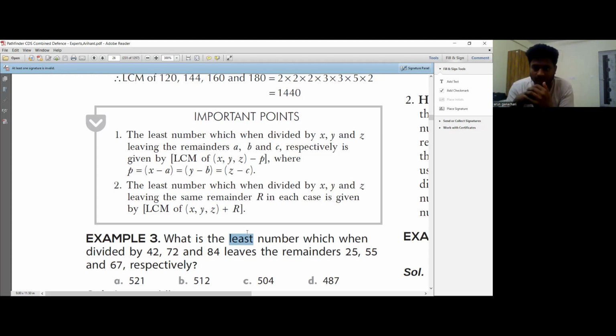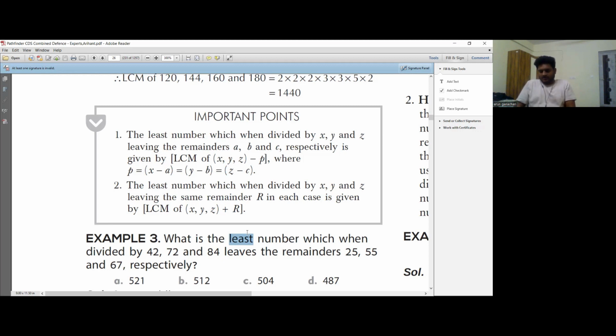Least, lowest. If your question has greatest, highest, then we have to find HCF, right? Write this also in the margin. This is one more hint. There is a third hint which we'll discuss in the next class. But as of now, you understand these 2 hints.